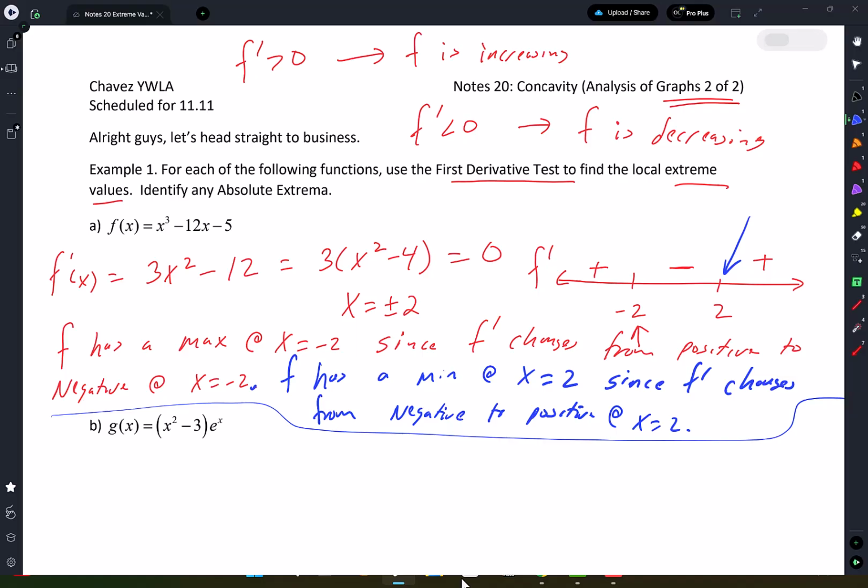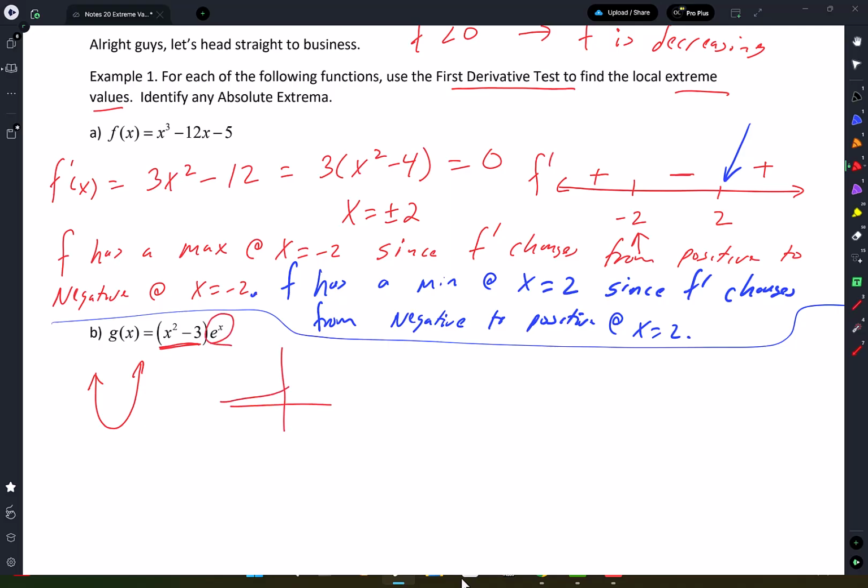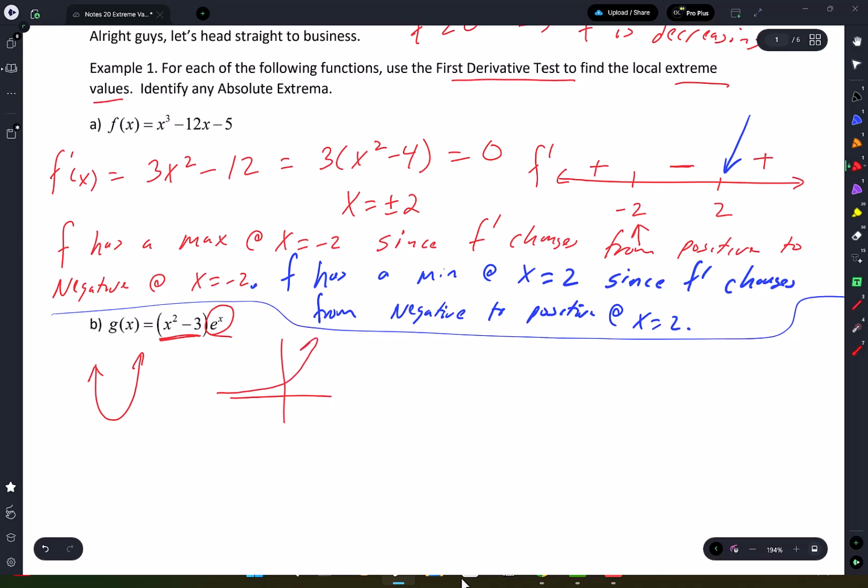It says g of x equals x squared minus 3 e to the x. Okay. When I say this is a bad problem to determine if I have absolute min, it's because we haven't practiced enough. But just real quick, end behavior of x squared looks like this, right? And then end behavior of e to the x, if I have an x-axis here, it looks like this. Well, that's how e to the x looks like.